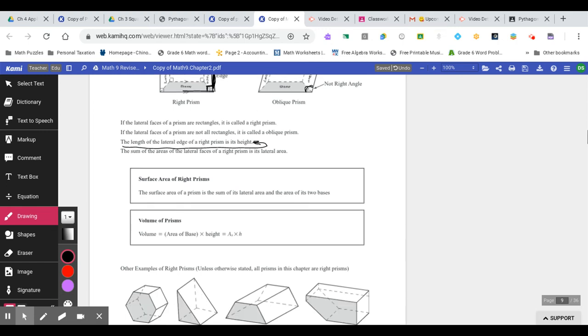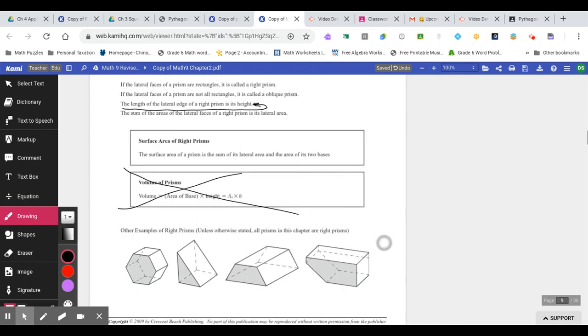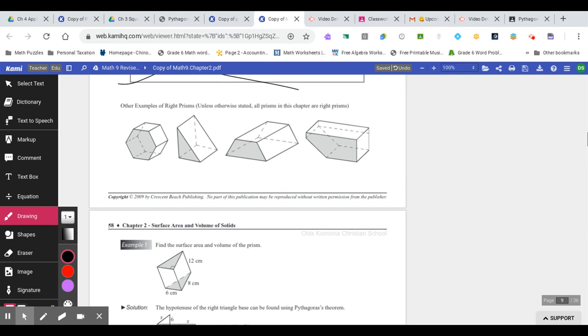Okay. We are not doing volume. We're only doing surface area. And it says the surface area is a sum. The sum of its lateral areas and the area of its two bases. So basically, go find the area of all the sides to find surface area. Those are some examples of some right prisms.